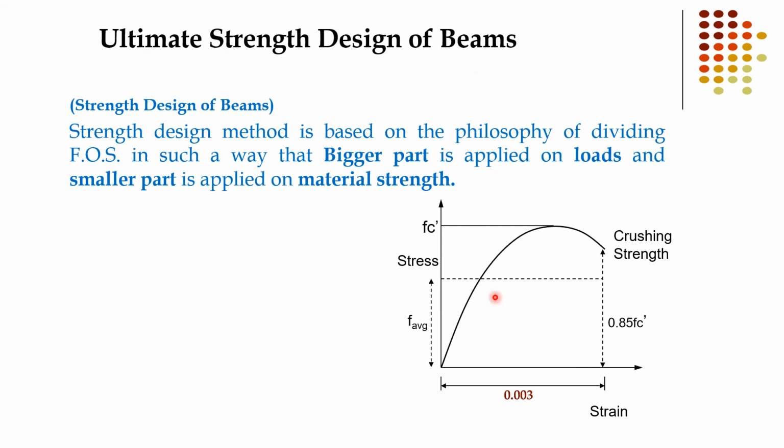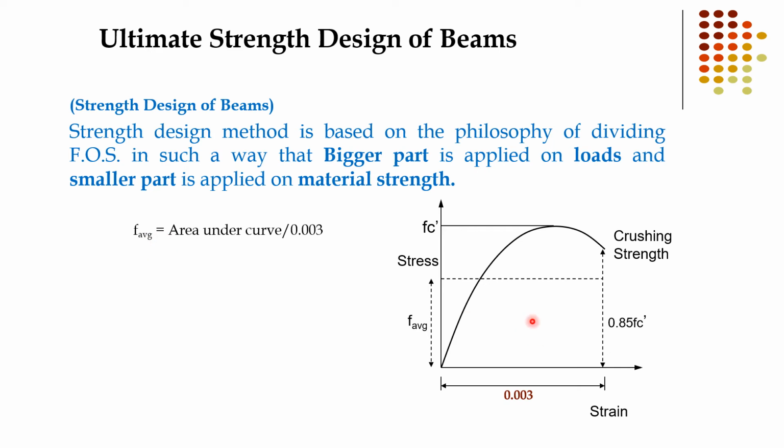Here is the stress strain behavior of concrete. On the vertical axis is stress and on the horizontal axis is strain. Here is the ultimate f'c, and here is the crushing strength, 0.85 f'c. When we take the area under the curve, that is stress, and divide it by strain, the average stress is the area under the curve divided by 0.003 strain.